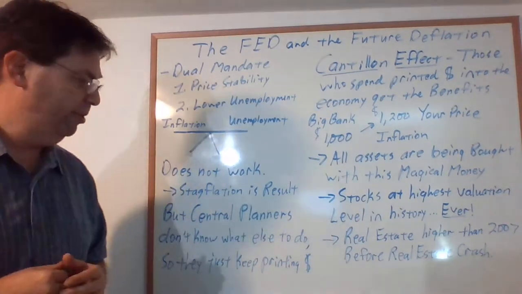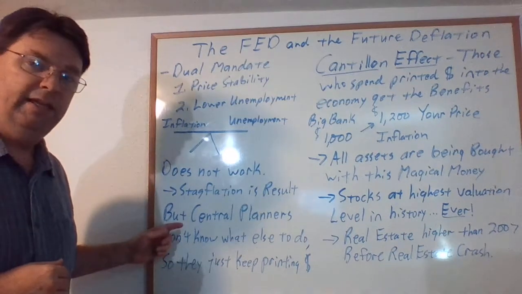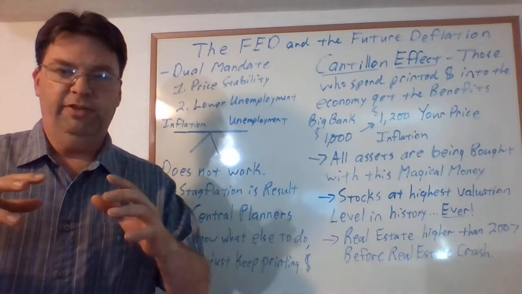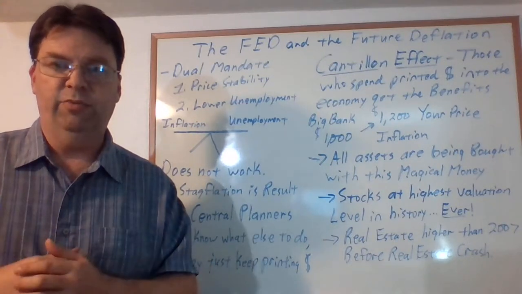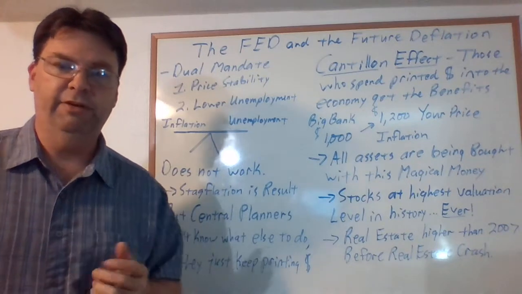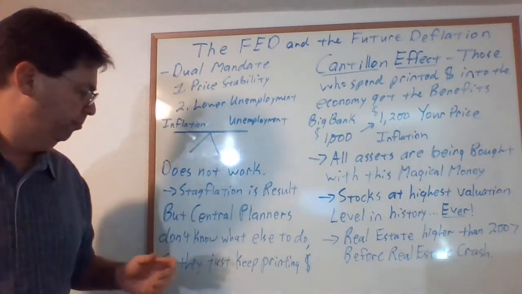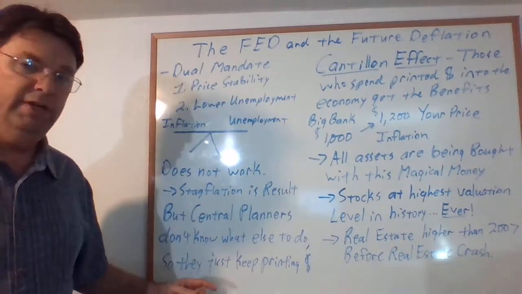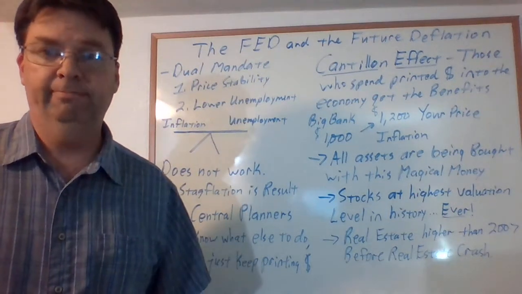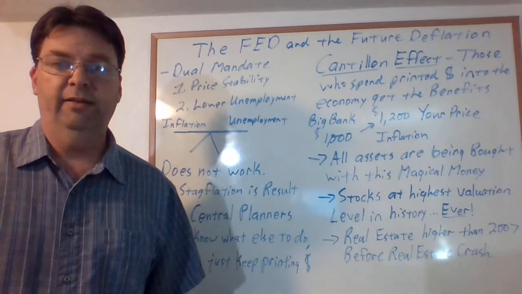And so what has happened is these people that run the Fed, they're central planners. They want to be able to manage the economy in such a way that they're pushing the buttons, pulling the levers, making everything work. They're known as central planners. And so they didn't know what else to do, so they just kept on printing money.